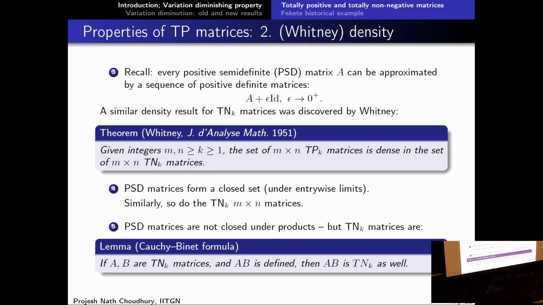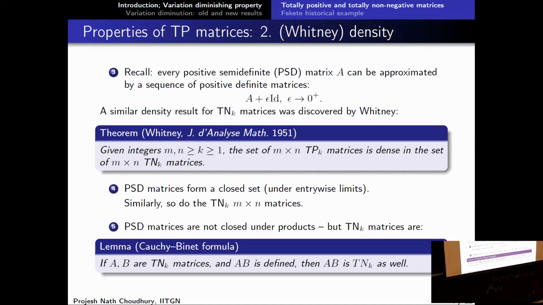Because I mentioned so many characterizations that have similar results, I'd like to mention one that is satisfied by totally non-negative matrices but not by positive semi-definite ones. If you take two positive semi-definite matrices, the product is not closed under multiplication. But if you take two totally non-negative matrices or totally positive matrices, that is closed under multiplication, and that is basically nothing but the Cauchy–Binet formula.